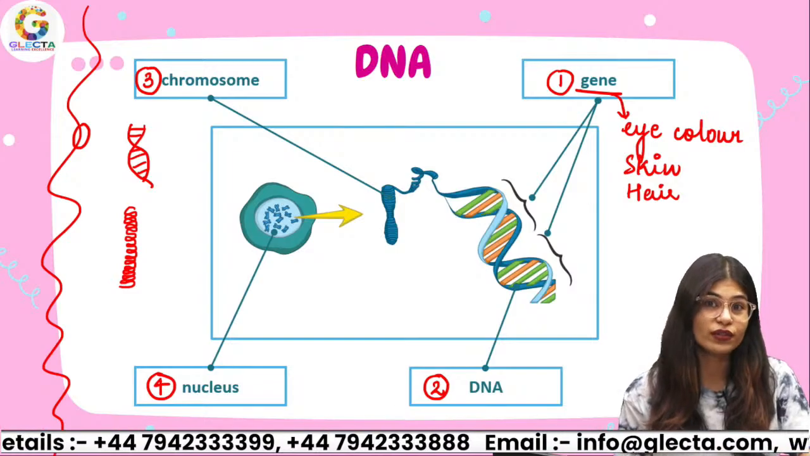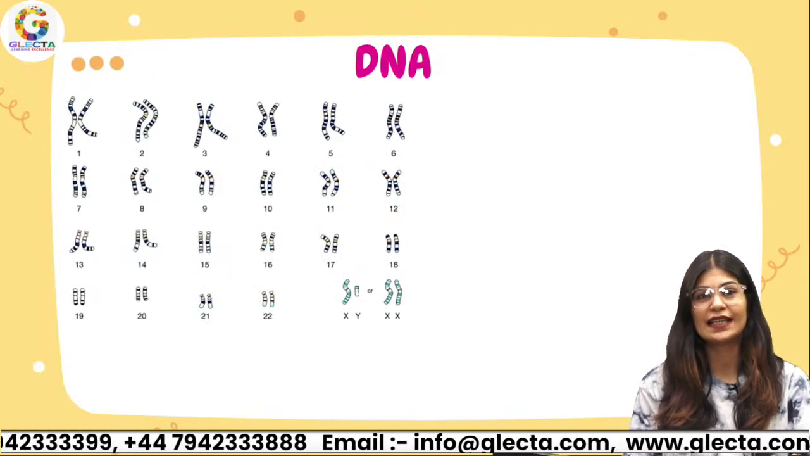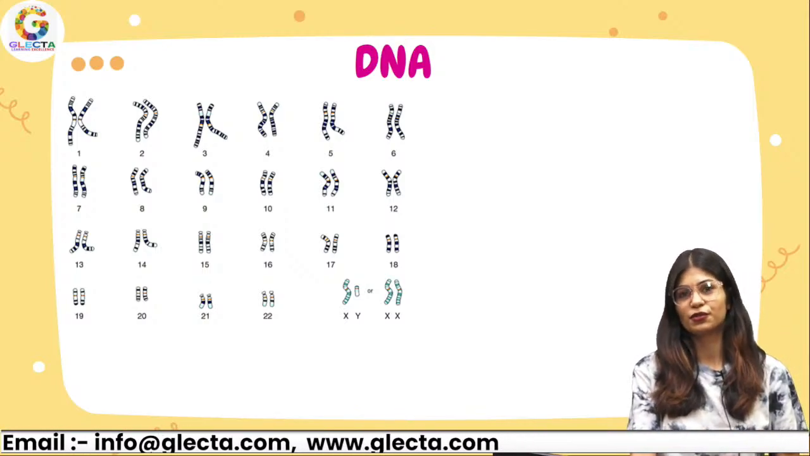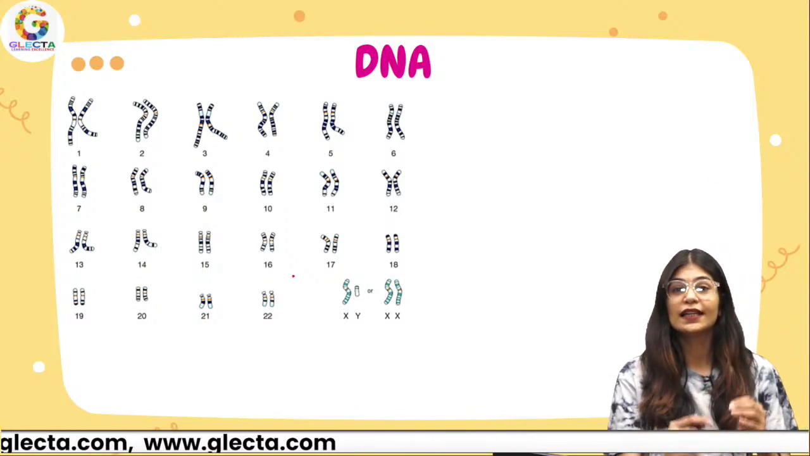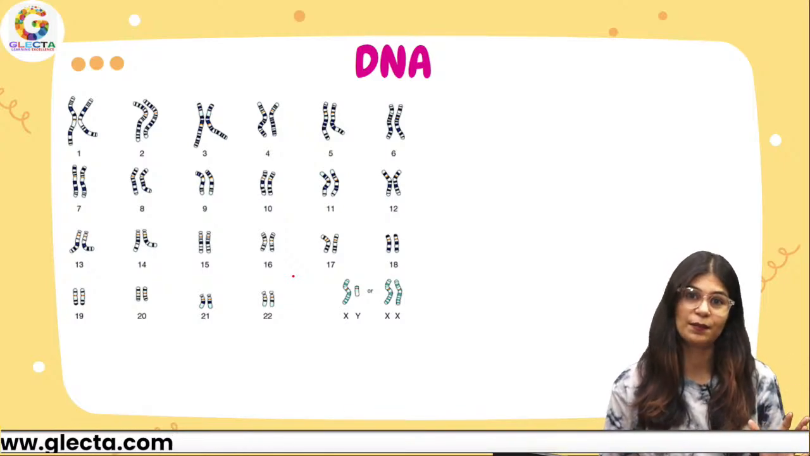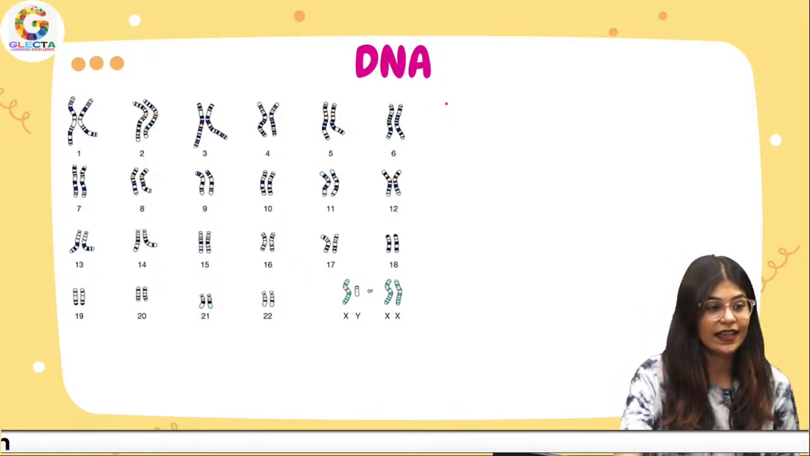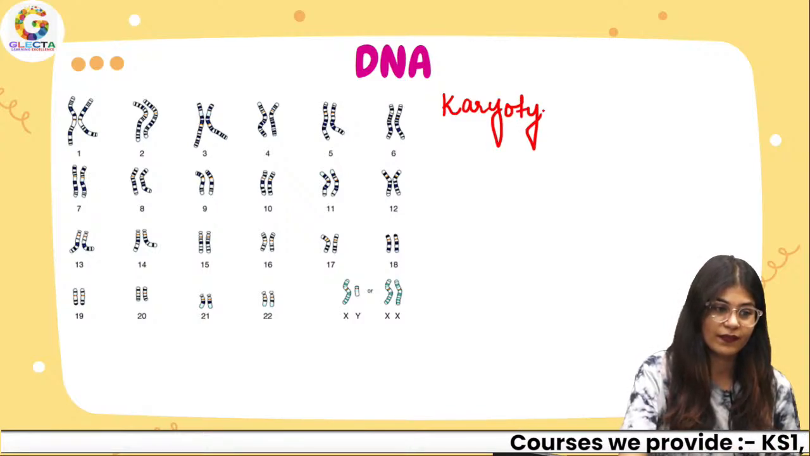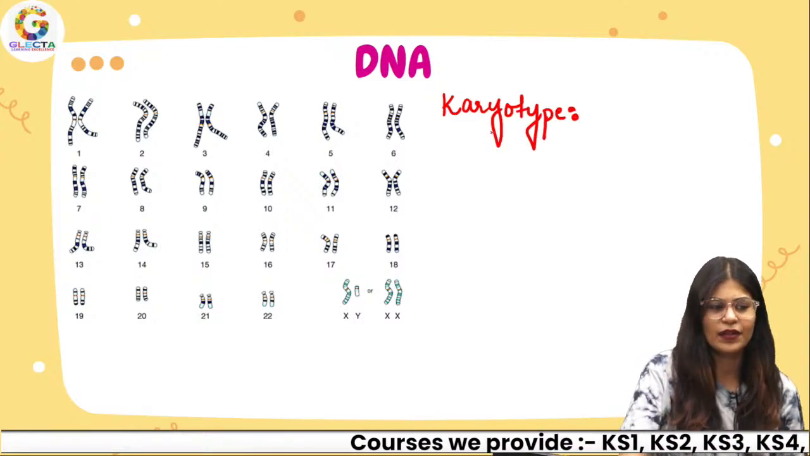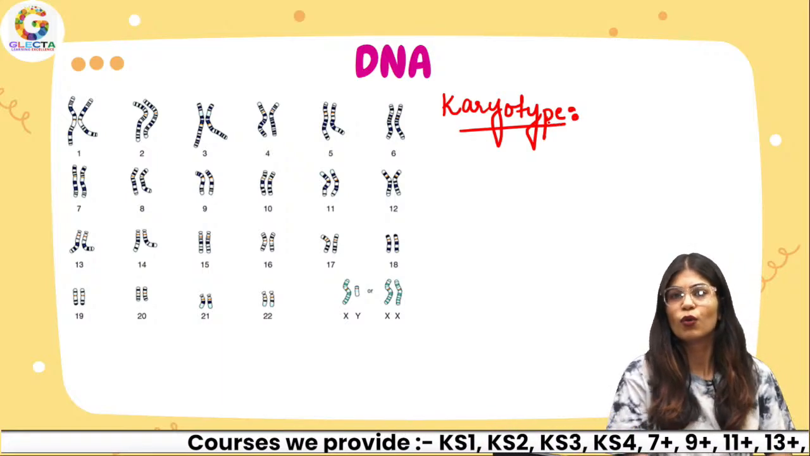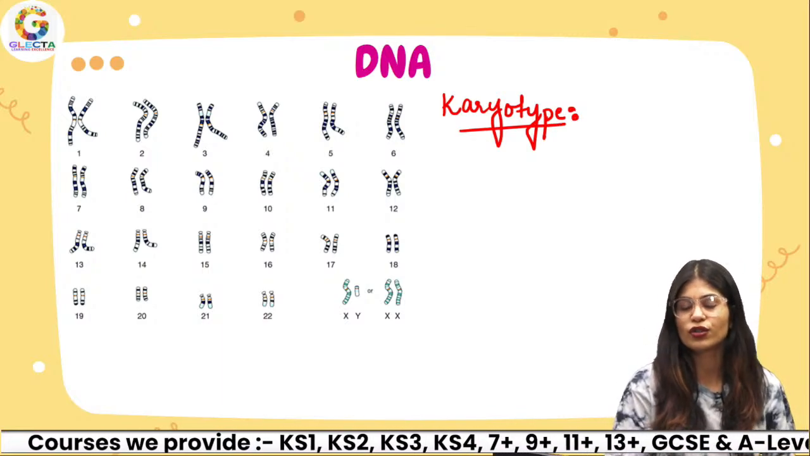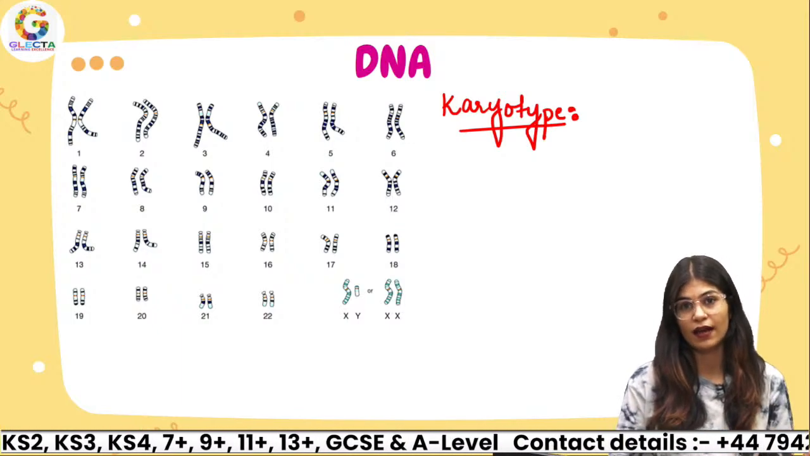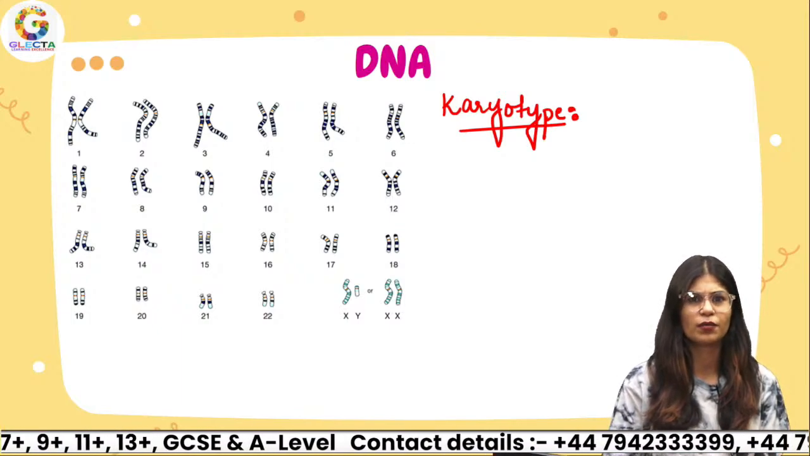Now moving on to the next thing. Here on the screen what you see is chromosomes, arranged in a pattern. And this is known as a karyotype. Anybody can have their karyotype done. All you have to do is go to the doctor and say that I need to get my karyotyping done. But what is this karyotype?